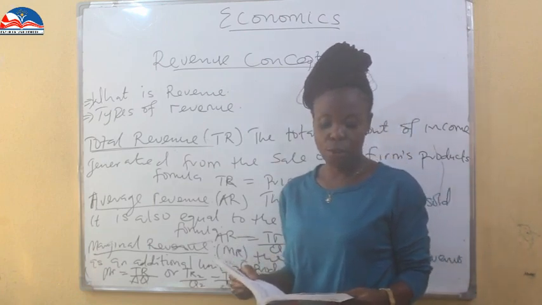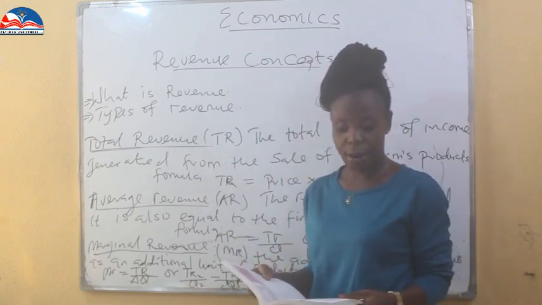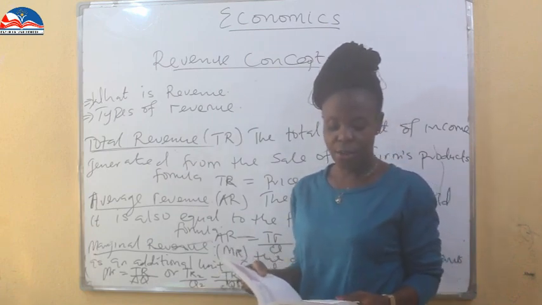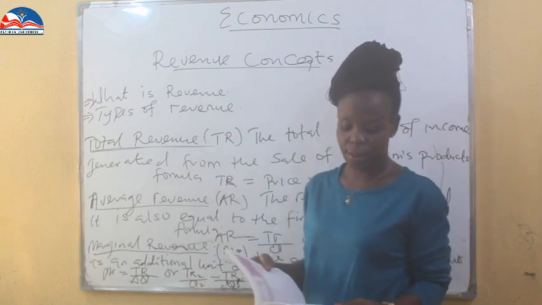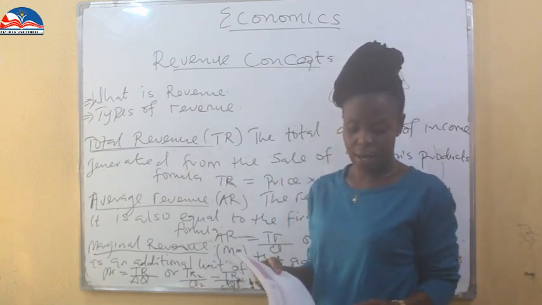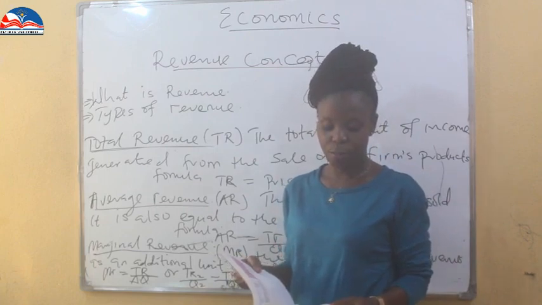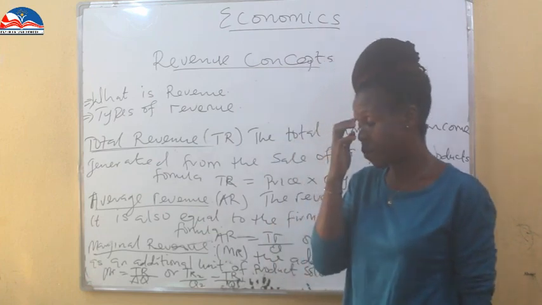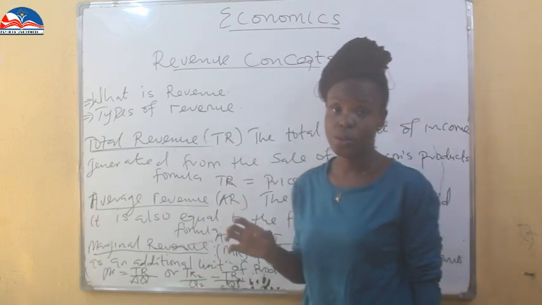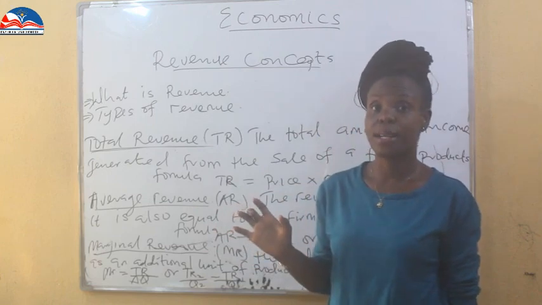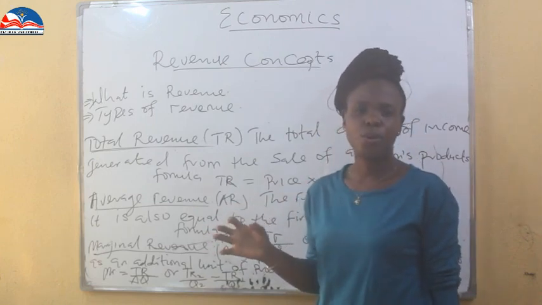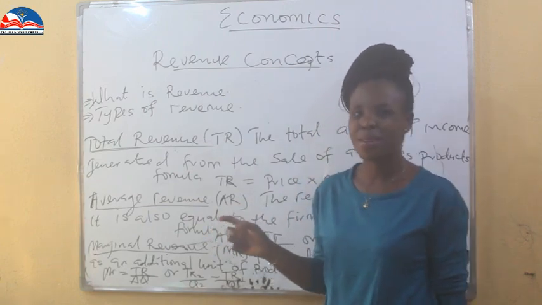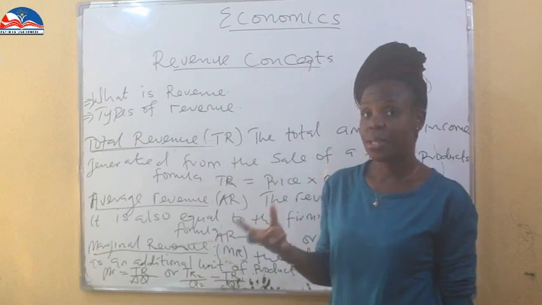For example, if total revenue is 90 naira from the sales of 9 units of products, and it's now 95 naira for the sales of 10 units, the additional 5 naira is the marginal revenue. Let me make it clearer. You have a product you intend to sell for 90 naira. That is your original bargain. At the end of selling 10 units of this product, you sell it for 95 naira instead of the original 90 naira.